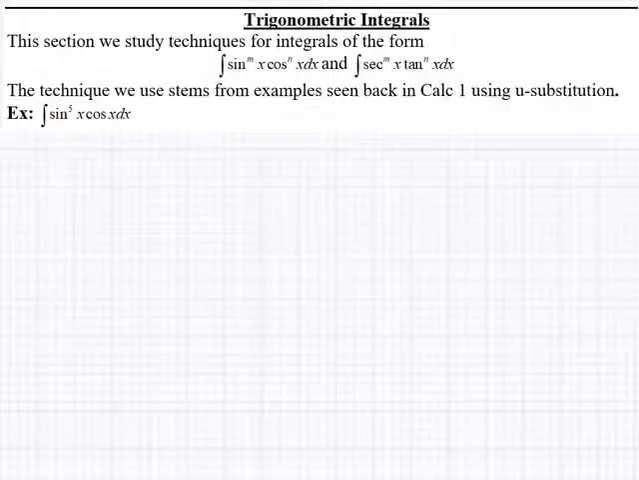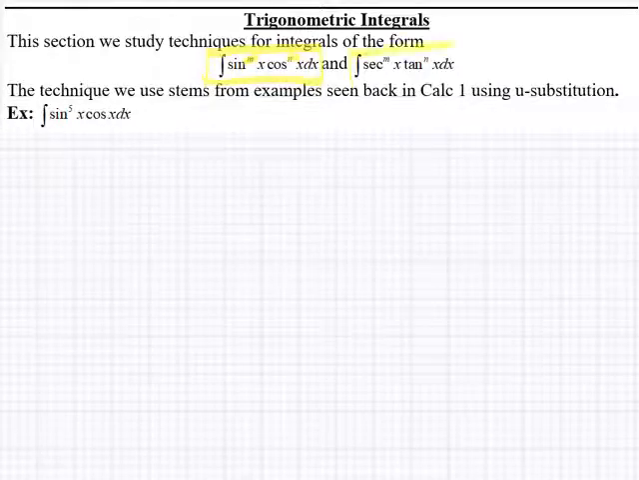The next topic we need to discuss is something called trigonometric integrals, which seems very vague in its title, but it really deals with two specific types of integrals. This type, where we have sine raised to a power x times cosine to a power x, and this one with secants and tangents, secant to a power times tangent to a power.